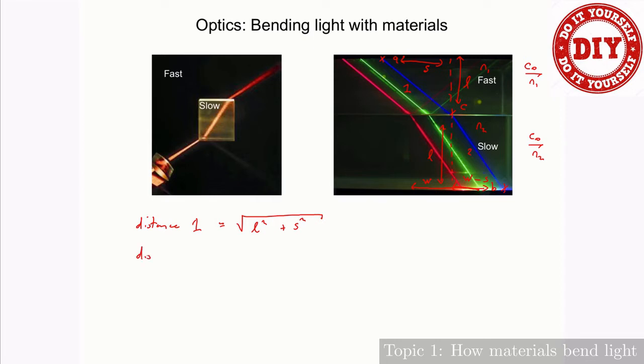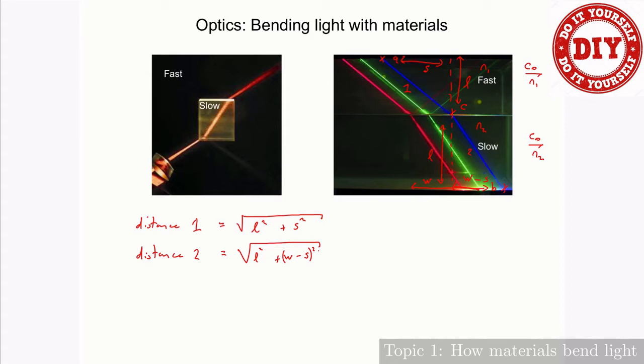Now the second piece of distance, the part where it travels in the material from C to B, well, the same logic applies. It's going to be the square root of the sum of the squares: L squared plus, and in this case it's W minus S, squared. So plus (W minus S) squared. Right, so they're my two distances.